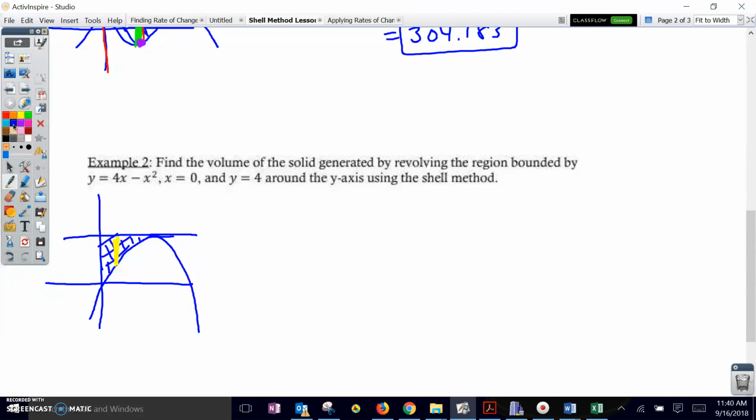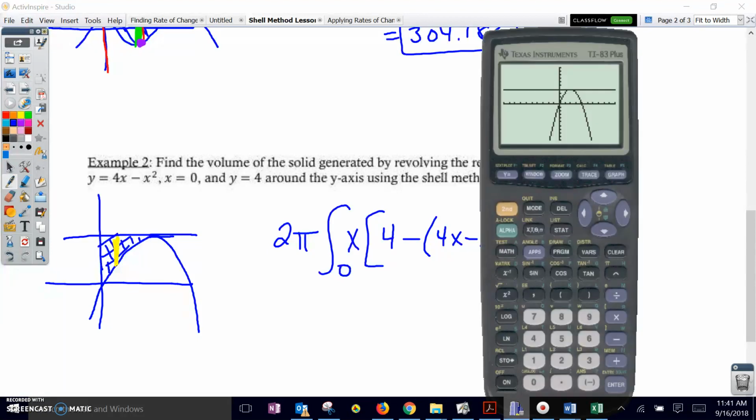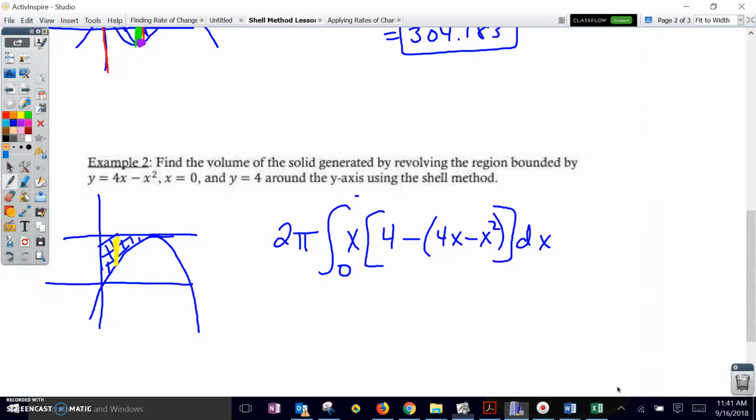The distance of the shell is again going to be x. And then the height of the shell is the horizontal line minus the parabola. And my limits of integration are going to be from 0 to wherever this line and this parabola intersect, which I'm pretty sure is where x is 2. Yep, where x is 2.